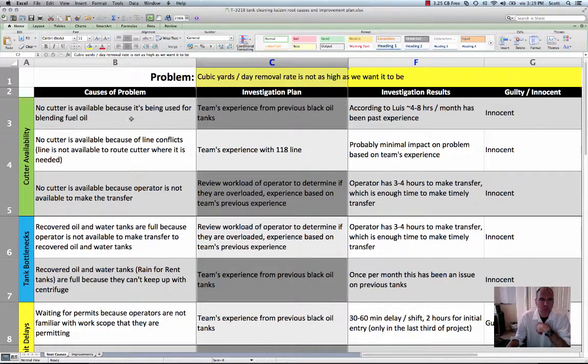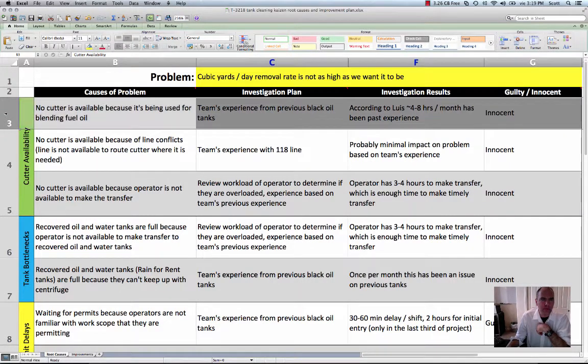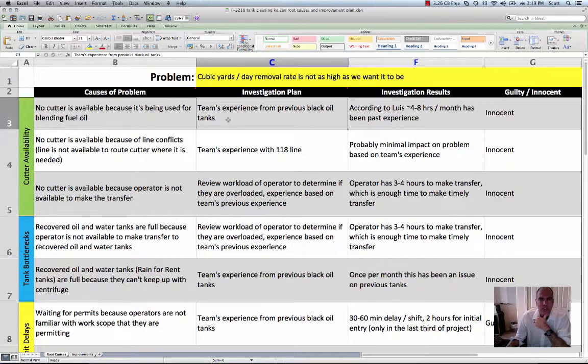And so we said, well, what could we do to investigate that? Not having this material available, for this first row example, is just based on the team's previous experience that this is causing the problem, which was not being able to remove this material in a rapid fashion. But then when we asked one of the experts in the room what his experience was with when this material is not available, how much delay does that cause, he said it's only about 4 to 8 hours a month. So that doesn't seem like very much in the course of an entire month, since it's a 24/7 operation. And so the team agreed that that's innocent of causing this problem.